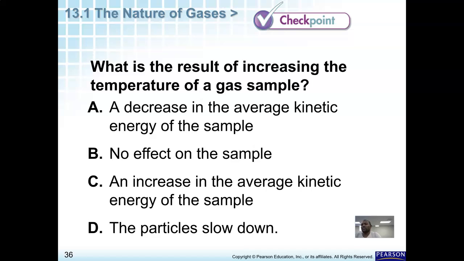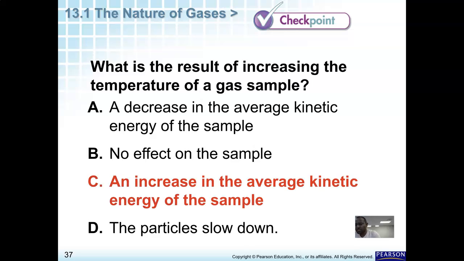So let's check what we discussed so far. What is the result of increasing the temperature of a gas sample? A, a decrease in average kinetic energy. B, no effect on the sample. C, an increase in average kinetic energy of the sample. D, particles slow down. What happens? Think about it. Did you get your answer? Let's see what the answer is.